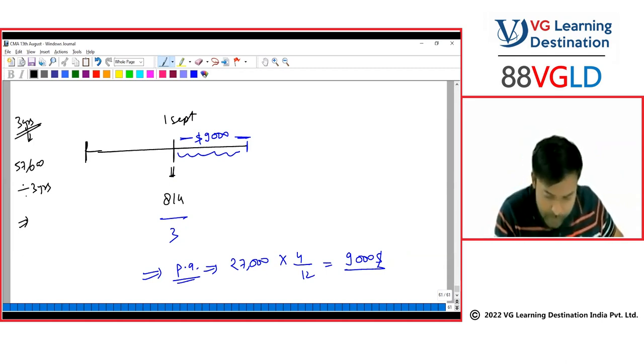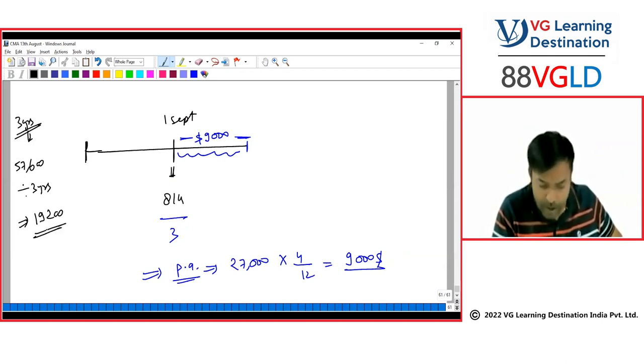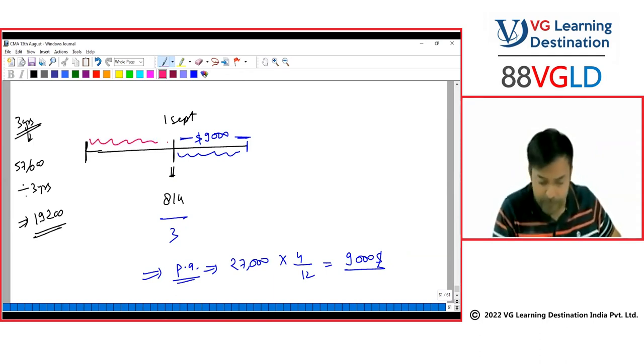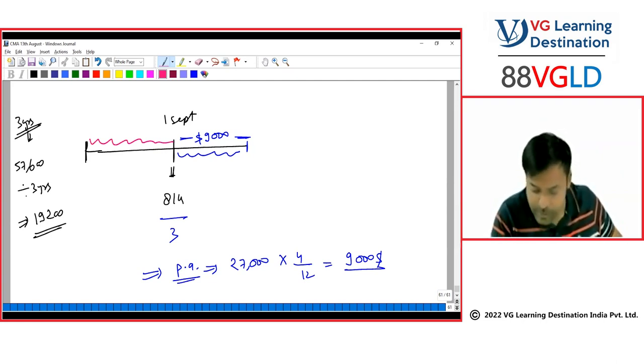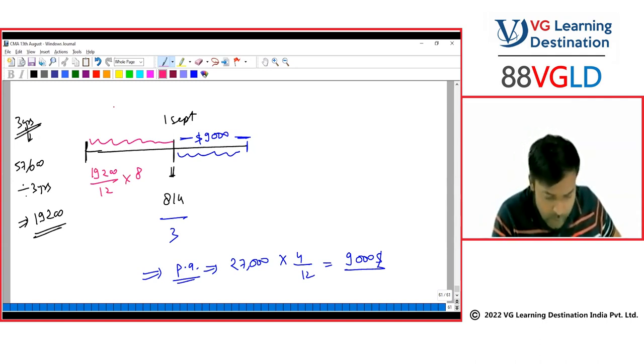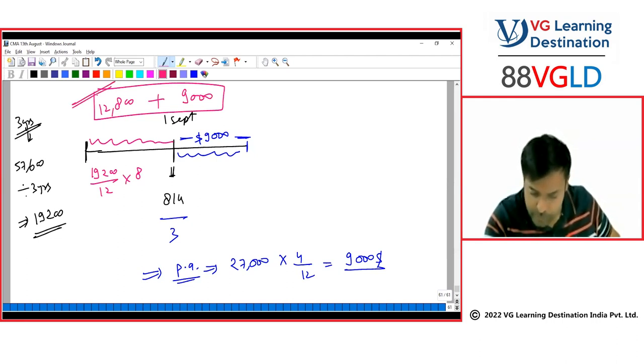19,200 is going to be per annum. How much of that share is going to be in this year? 8 months. So 19,200 divided by 12 into 8 months. Divided by 12 into 8. It should be 12,800 plus 9,000. This will come into the balance sheet now. This will come into the P&L now.